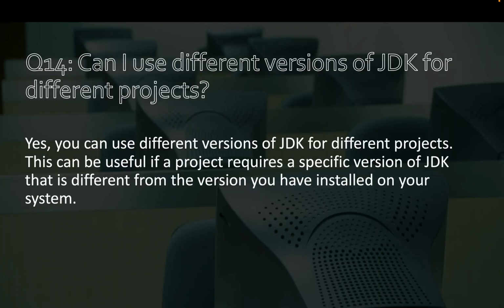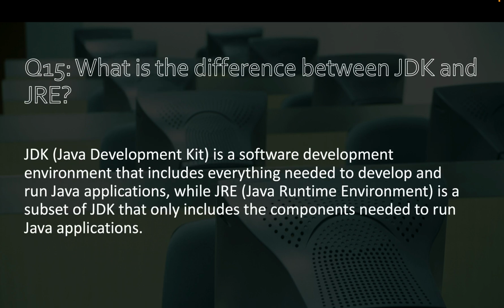Question number 14. Can I use different versions of JDK for different projects? Yes, you can use different versions of JDK for different projects. This can be useful if a project requires a specific version of JDK that is different from the version you have installed on your system. Question number 15. What is the difference between JDK and JRE? JDK or Java Development Kit is a software development environment that includes everything needed to develop and run Java applications, while JRE or Java Runtime Environment is a subset of JDK that only includes the components needed to run Java applications.